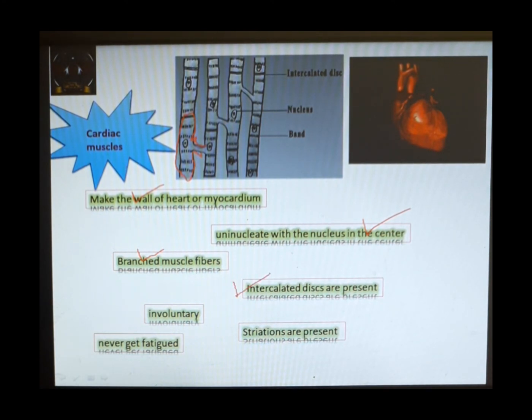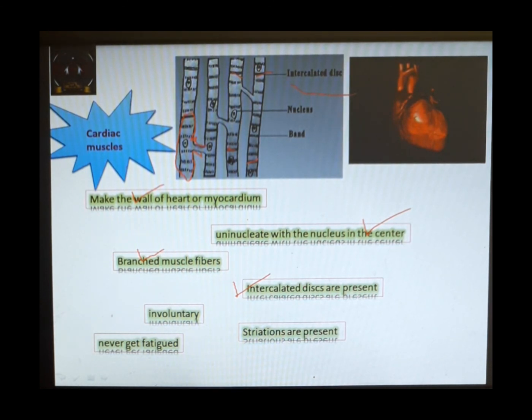Then the next property is also unique to them. When the adjacent cells meet with each other, okay, you can see here the meeting point of the adjacent cells is marked by the presence of zigzag lines. So those zigzag lines are known as intercalated discs. So intercalated discs are the characteristic feature of only cardiac muscles.